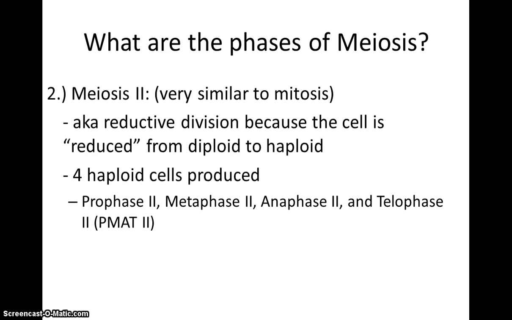Meiosis 2 is going to be very similar to mitosis. This is also known as reductive division because the cell actually gets reduced at this point from diploid to haploid. This is where we go from 2 sets of everything to just 1 set. We had 2 daughter cells in meiosis 1, and we'll have 4 haploid cells produced here. We still call these daughters, but they're haploid. And again, we have that PMAT sequence, but they'll have a 2 after each one to denote meiosis 2.